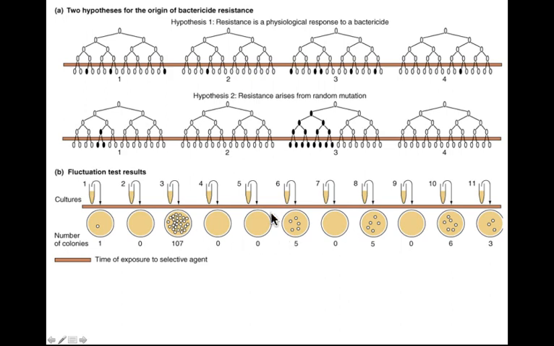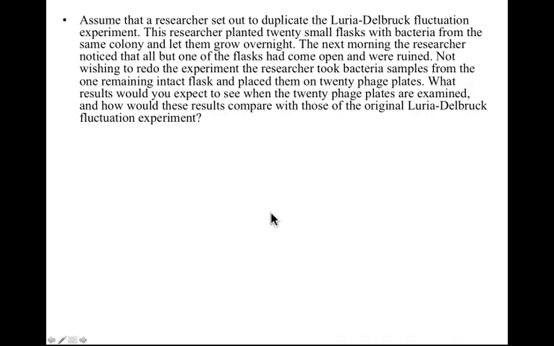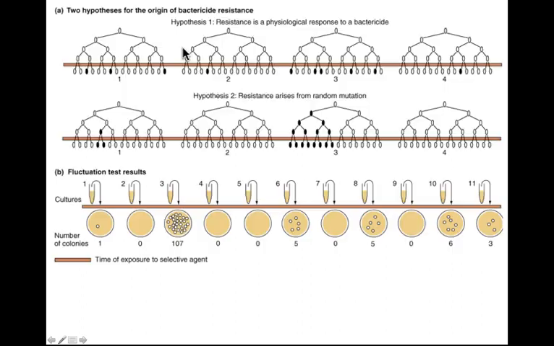So with all this in mind, let's go back and look at the question itself. The researcher plated 20 small flasks of bacteria from the same colony and let them grow overnight. So this would essentially be these 20 cultures which are all growing independently, so we're going to see how often these mutations come up.